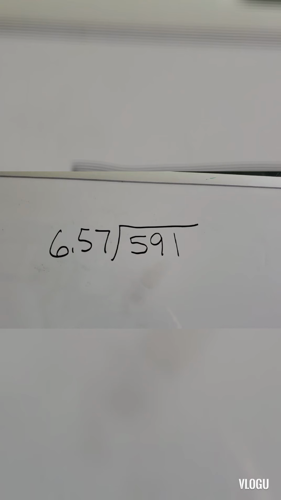We're going to put the 8 up here, and now multiply 8 times 657. 8 times 7 is 56. 8 times 5 is 40, plus 5 is 45. 8 times 6 is 48, plus 4, 51, 52. Now we have a big subtraction problem.